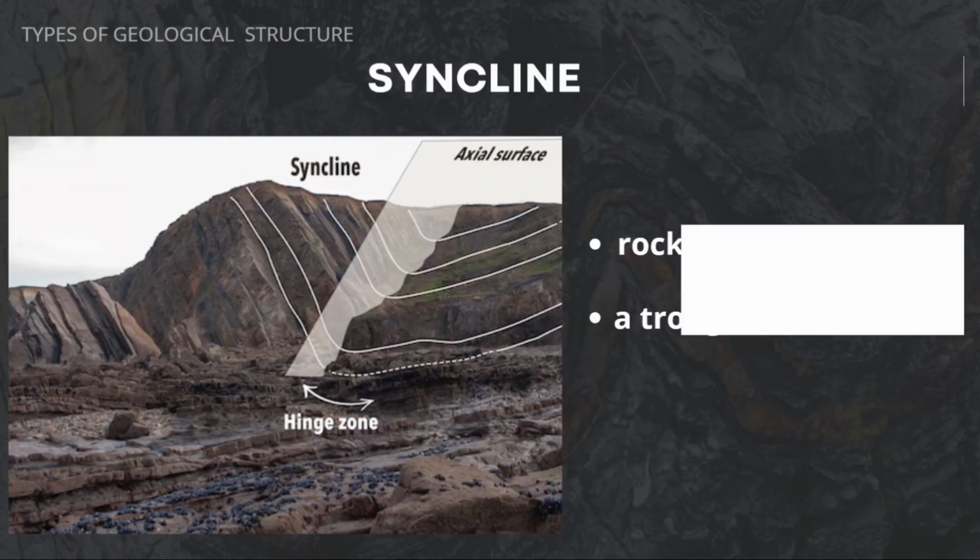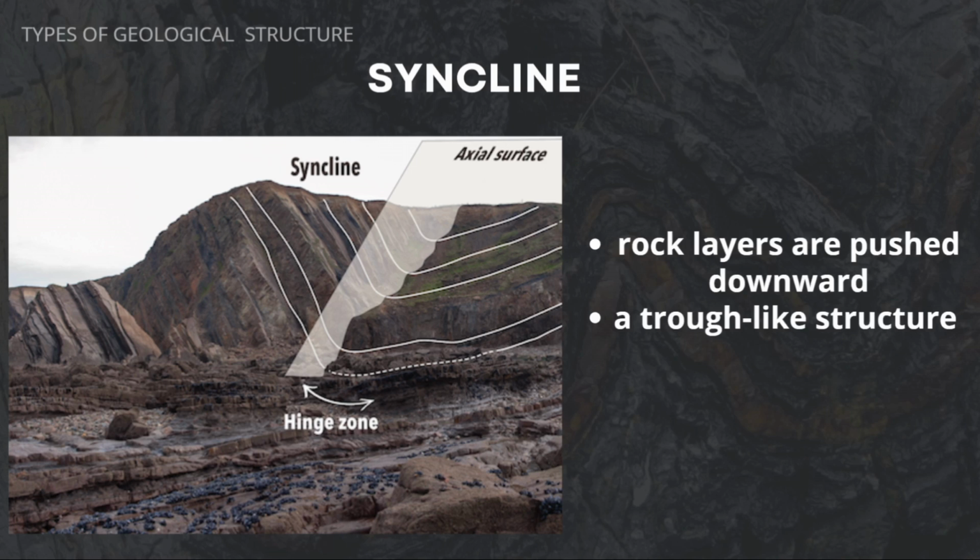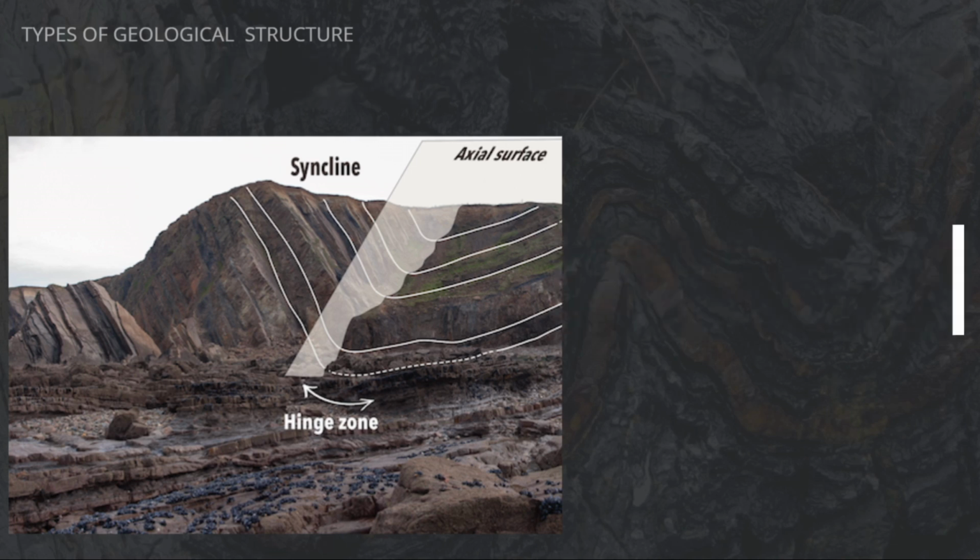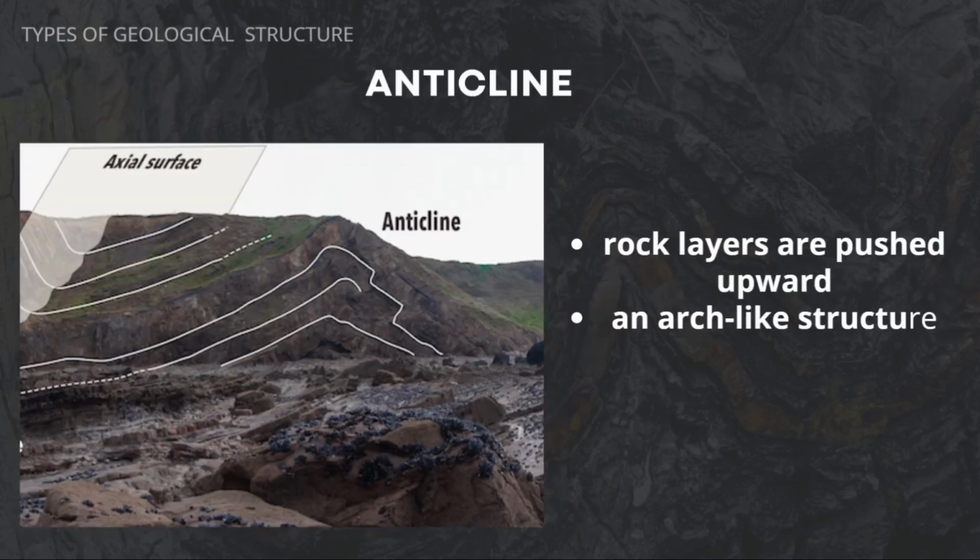There are two primary types of a fold. First is syncline. It is formed when rock layers are pushed downward, creating a trough-like structure. Another type of a fold is the anticline. It is formed when rock layers are pushed upward, creating an arc-like structure.